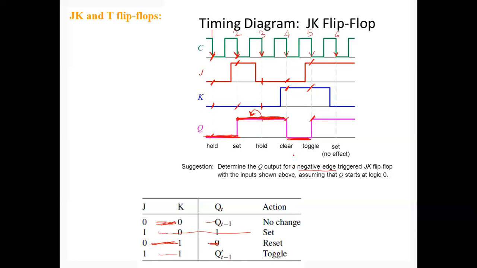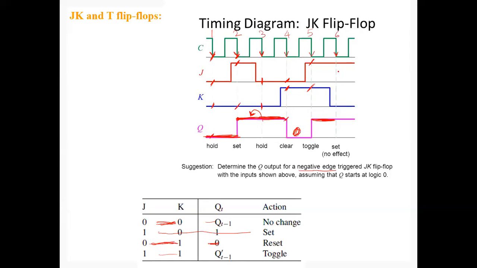So this is Q. Q bar will be, if Q is low, Q bar will be high, right? So this will be high here, this high goes in here, toggle. Okay, so this is high. From here to here, toggle, this is high.